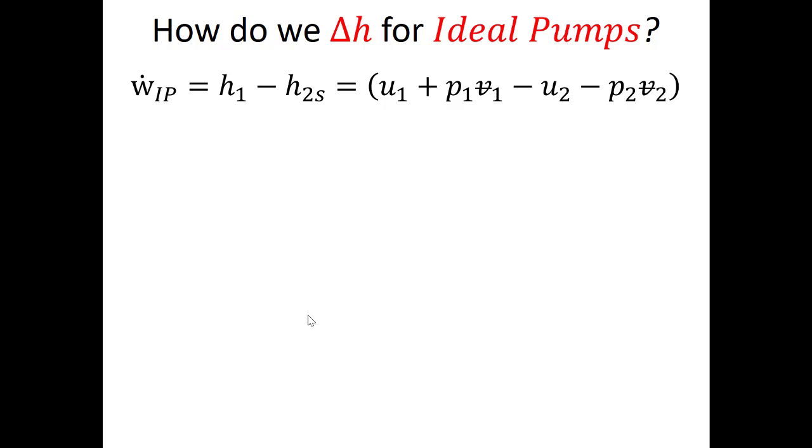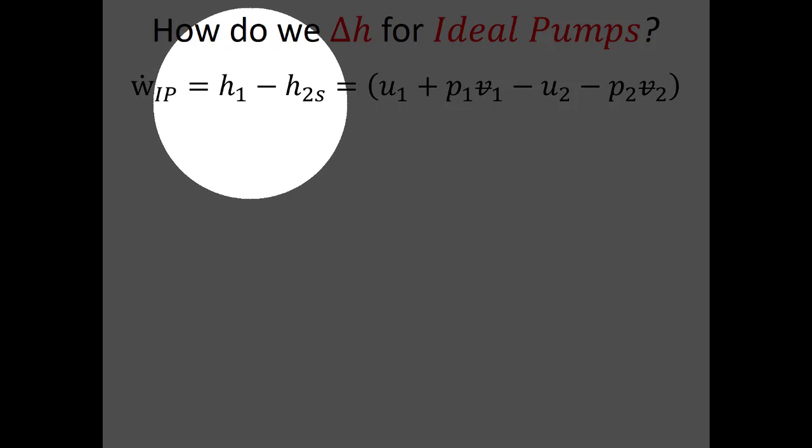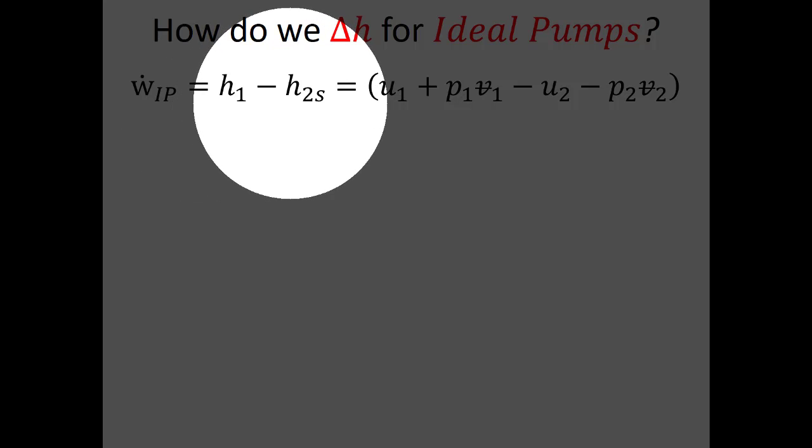So we talked about finding delta H for ideal pumps, but I just wanted to show you the derivation again, right? So here, delta H for ideal pumps, we have H1 minus H2S. This is this isentropic pump.